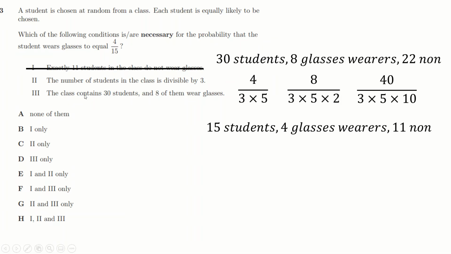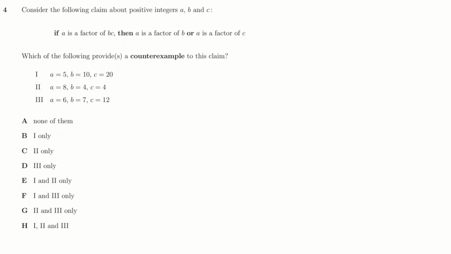And then this third one, the class contains 30 students, 8 of them who wear glasses. Completely unnecessary, because again, you could have a class of 15, and then 4 of them wear glasses. So only the second one is necessary. And sure, question number 4.